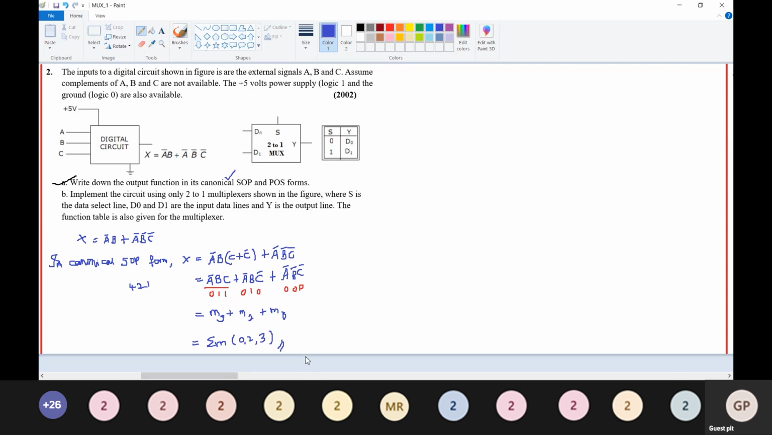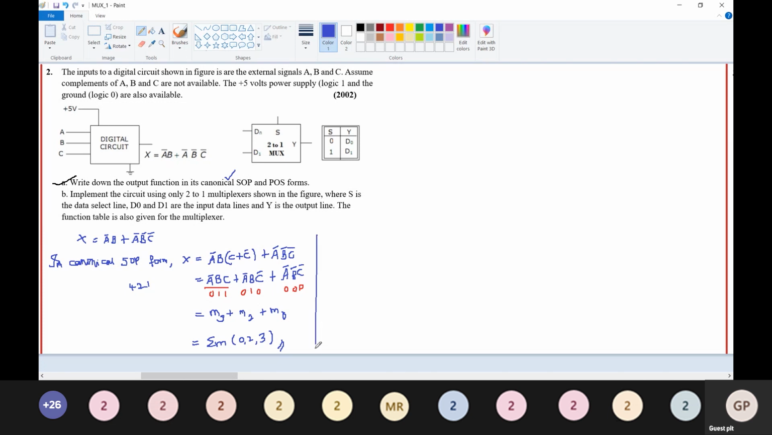So for canonical SOP form: first write your given output function correctly, A'B + A'B'C', and insert the missing literal, which is C. So A'B(C + C') + A'B'C'. Then multiplying it: A'BC + A'BC' + A'B'C'. And then convert that into the corresponding minterms.